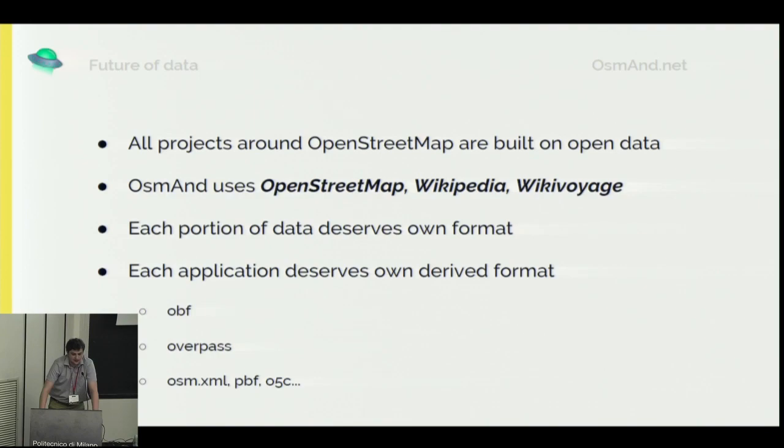What's interesting in the OpenStreetMap project is there are tons of formats. And at first, when I started investigating, I was thinking it's ridiculous, why can we not use one single format? And I changed my opinion really over the years. I think actually it's the beauty of having lots of formats. Each portion of data deserves its own format. Each application deserves its own derived format. Of course, it's complex, and that's what I would like to talk about.